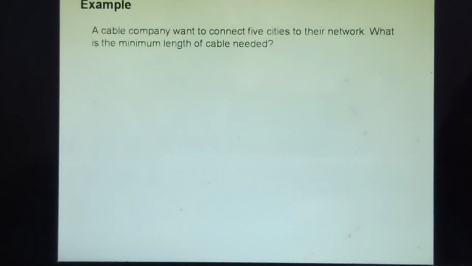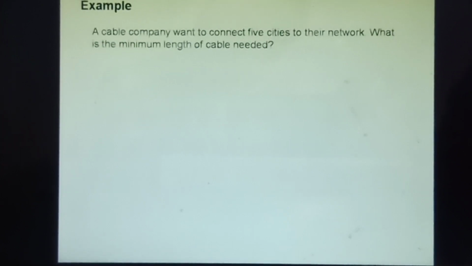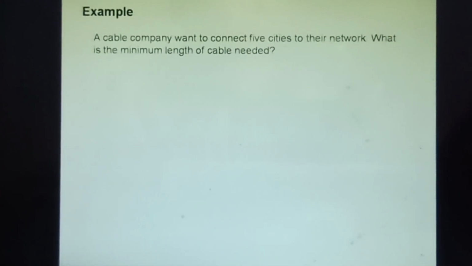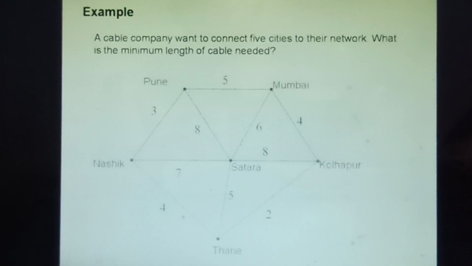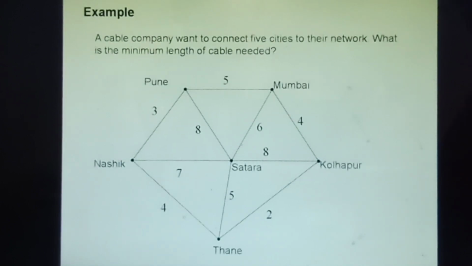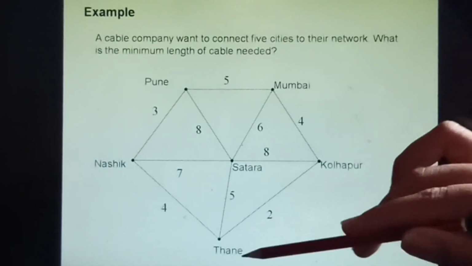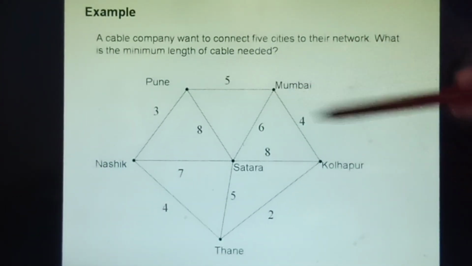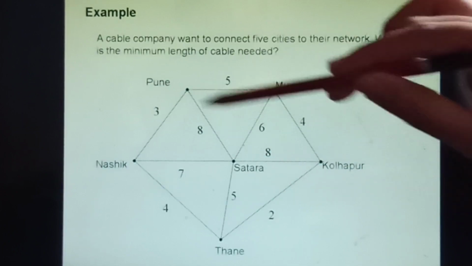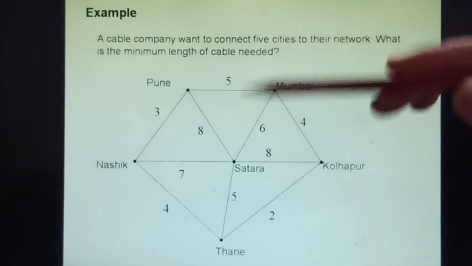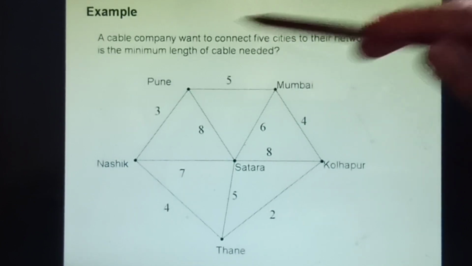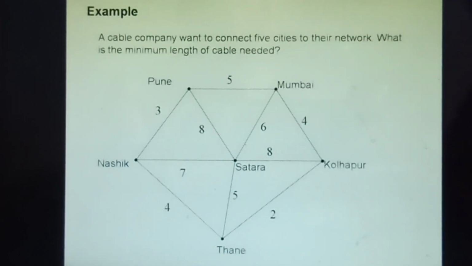This is the problem statement. A cable company wants to connect 5 cities to their network. What is the minimum length of cable required? Suppose these are the cities: Pune, Mumbai, Kolhapur, Thane, Satara and Nashik. And this is the distance, or we can say the weight assigned to each edge. Now we have to find the minimum spanning tree, so that it will give us the minimum length of cable required.